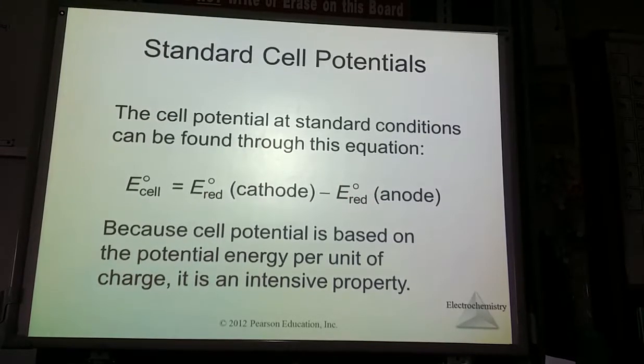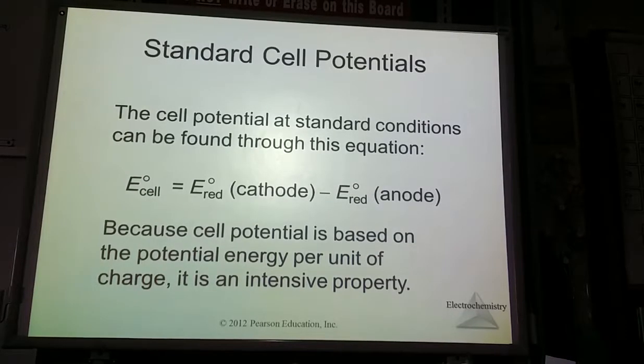So it will tell you the cell potential for one reaction, and then they'll give you another half reaction and tell you the cell potential. And then you'll probably have to figure out what's at the cathode, what's at the anode, and then find out the overall cell potential.